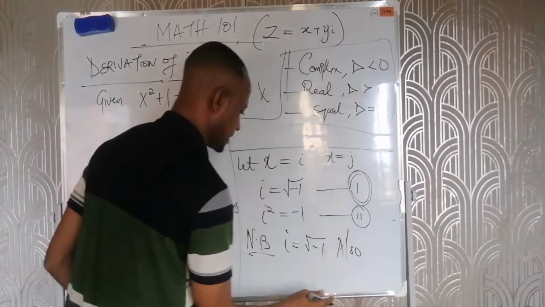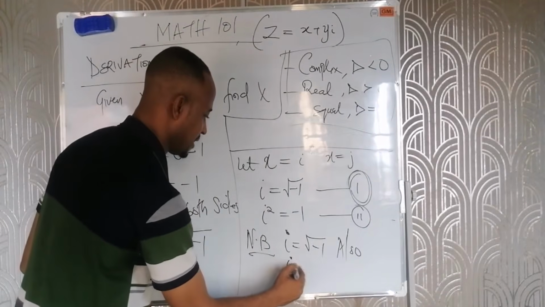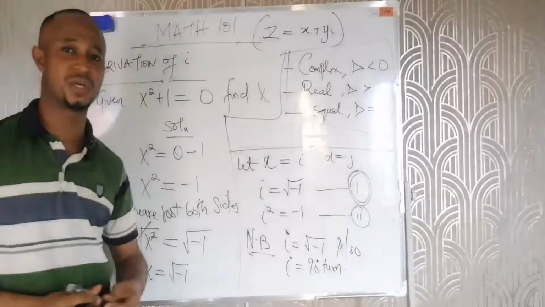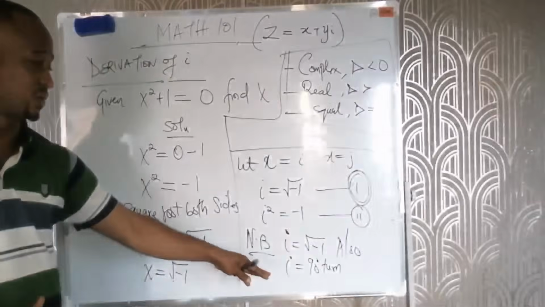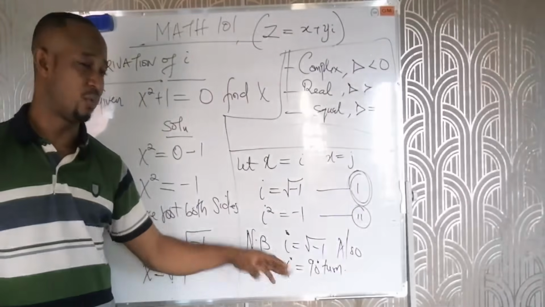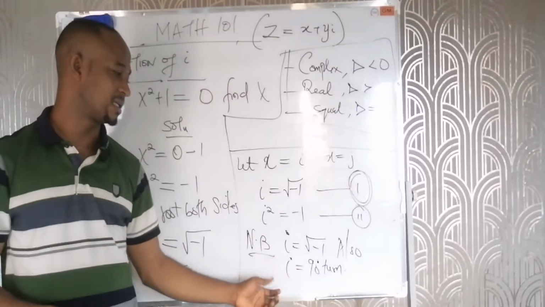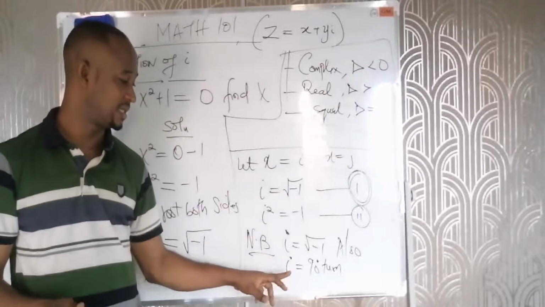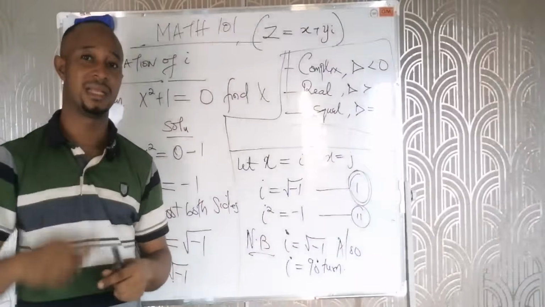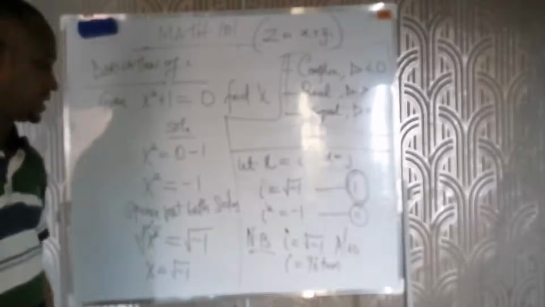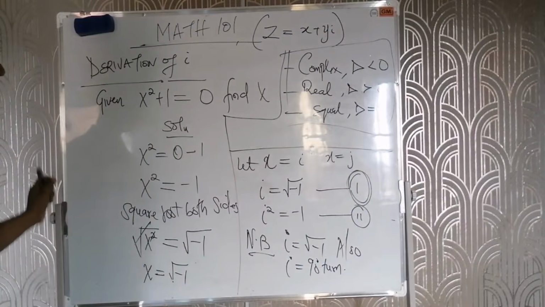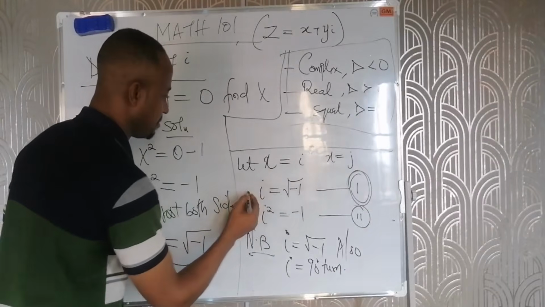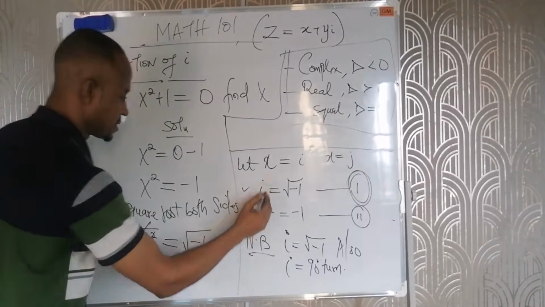Also, as time progresses, I will explain that I is also a 90-degree turn in your Cartesian diagram. When we proceed to the polar form of complex numbers, we'll look at how to evaluate I using the Cartesian diagram, and I will prove that I represents a 90-degree turn in the polar diagram. So just take note that I represents the root of minus 1, and I squared represents minus 1.